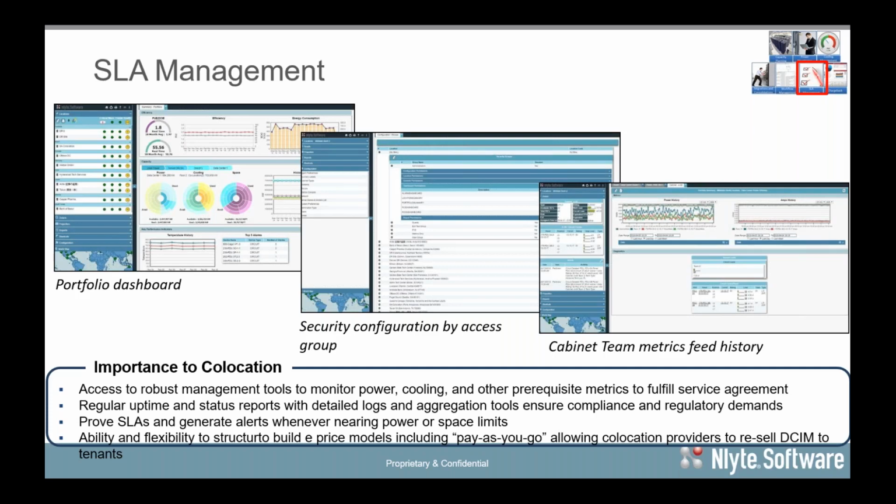Looking at the slide here, the portfolio dashboard, then the security and the cabinet team metrics, all of those take into consideration what's happening, and they can prove what's happening in terms of meeting the SLA, right? Did I deliver enough power to my tenant today? Was the temperature in my cage, did it go above ASHRAE standards or whatever the SLA is measuring? Did it go below? Is it too cool, right?